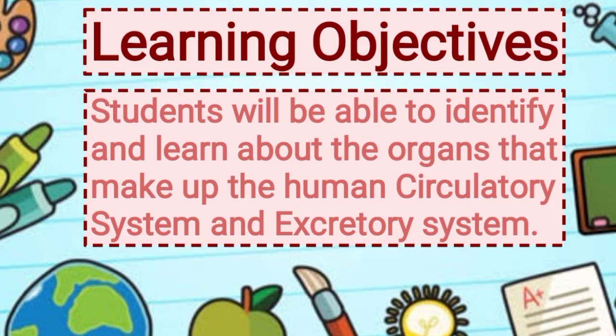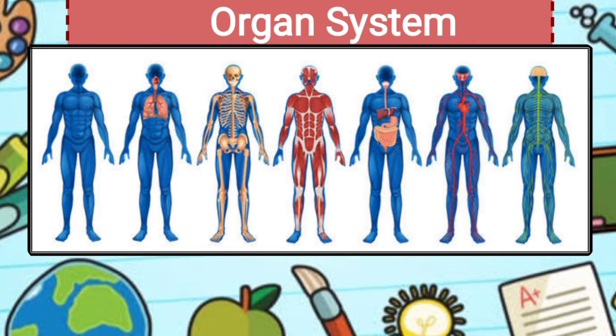This lesson will help you to identify and learn about the organs that make up the human circulatory system and excretory system. As you know, your heart, lungs and bones are just a few of the parts that make up your organ system. Now, what is an organ system?